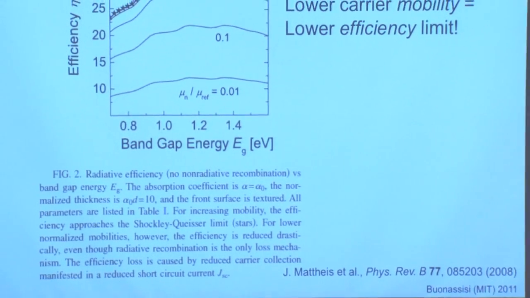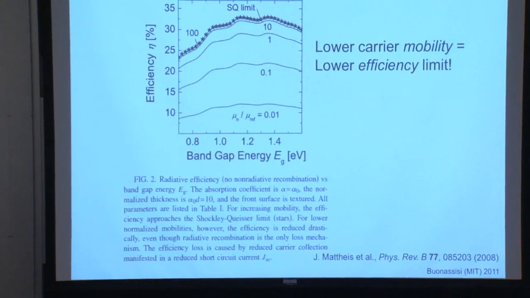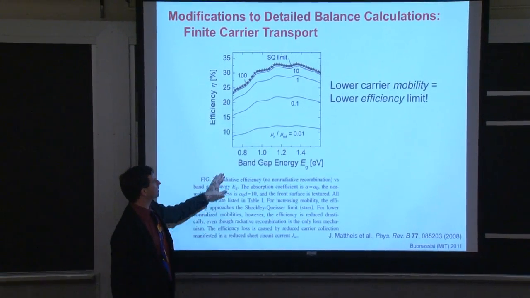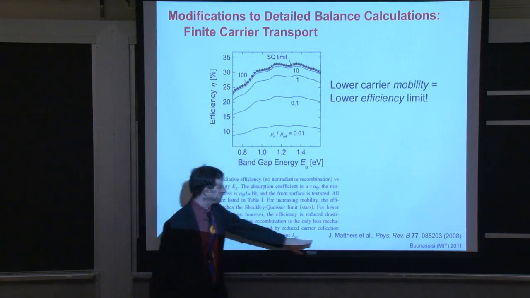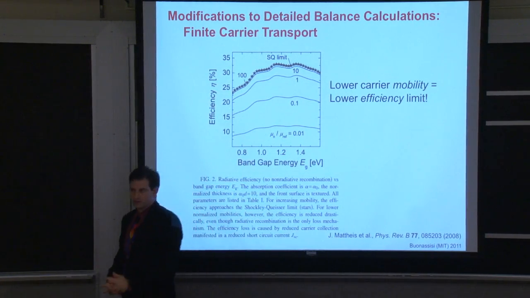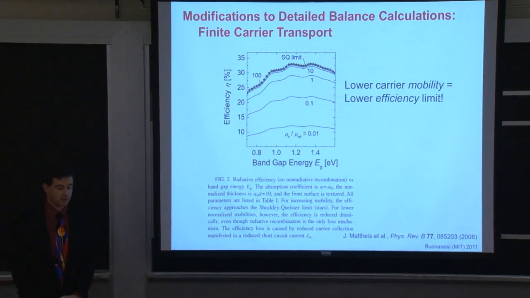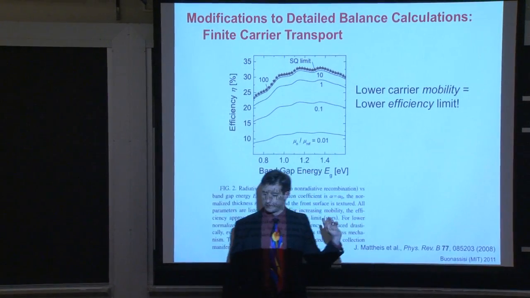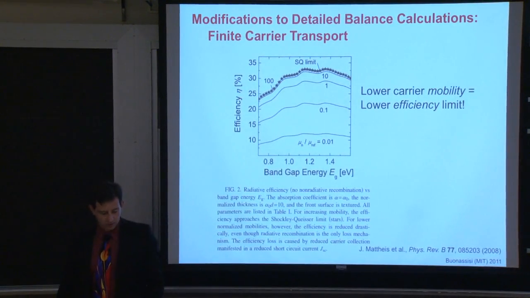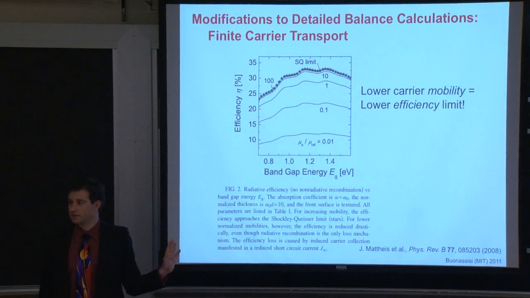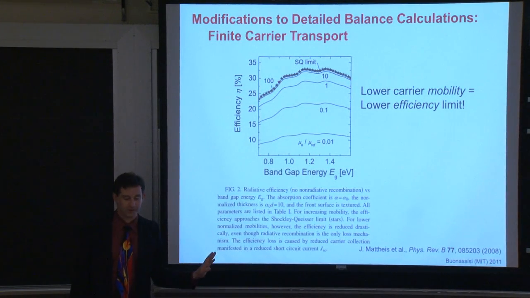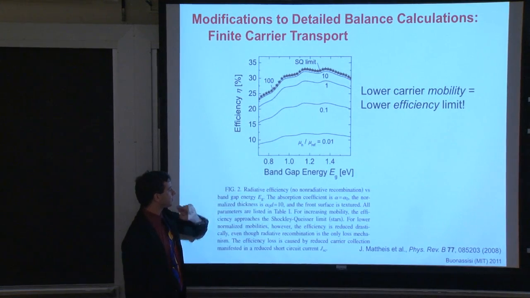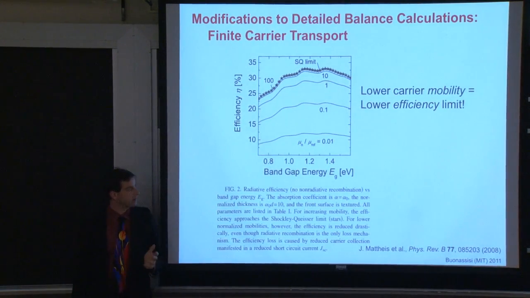Now, how do you modify the detailed balance limit to account for finite mobility? I suspect this corner of the room is going to want to hear this. There's a beautiful piece of work done by Matthijs. His PhD thesis is even more insightful than the manuscript in terms of actually breaking down each individual component. A great deal of modeling went into this, including photon recycling, including some things that are very difficult to model. And the effect of finite mobility was calculated on a modified detailed balance limit model.